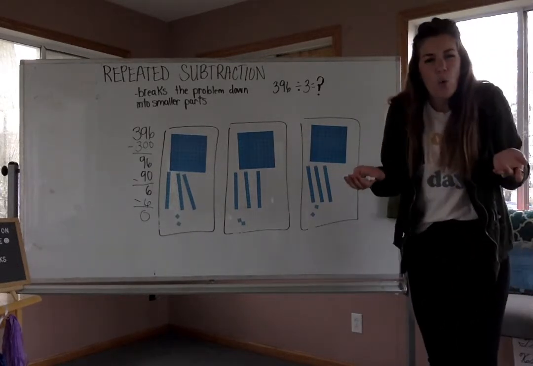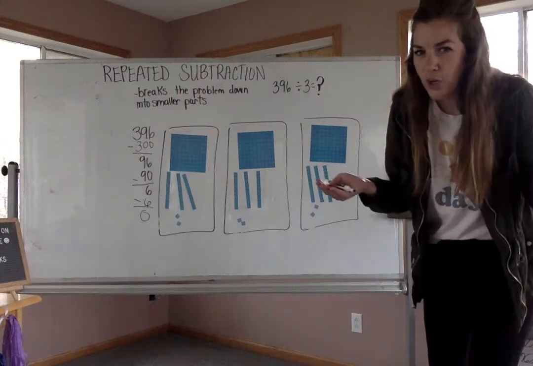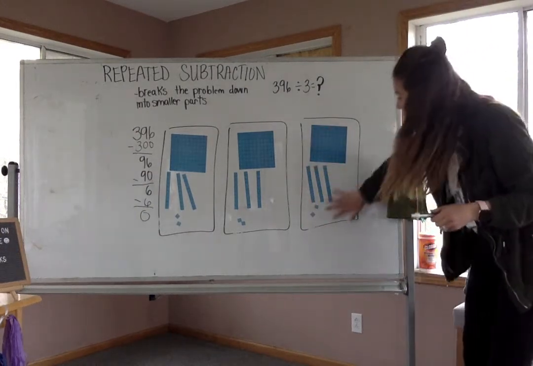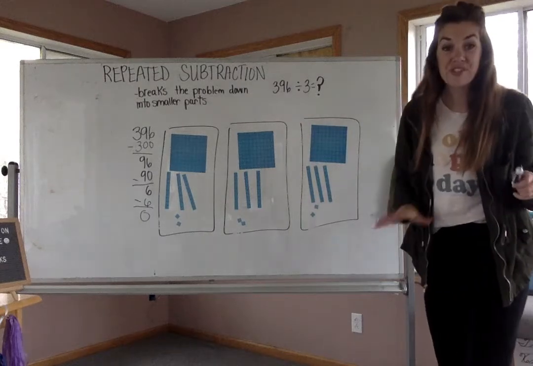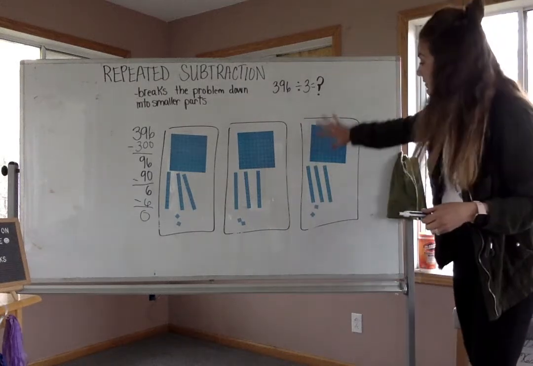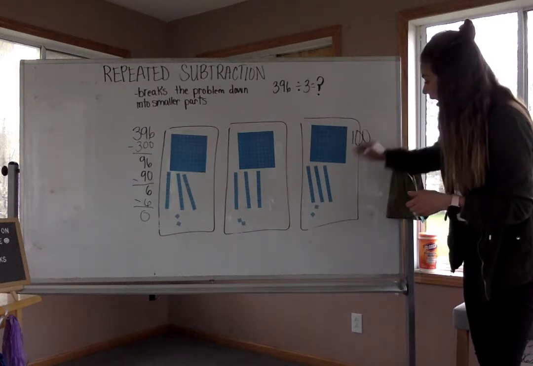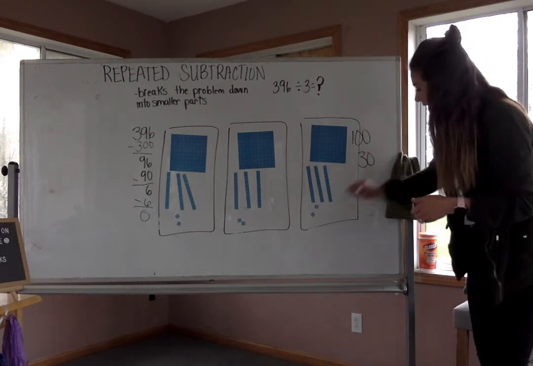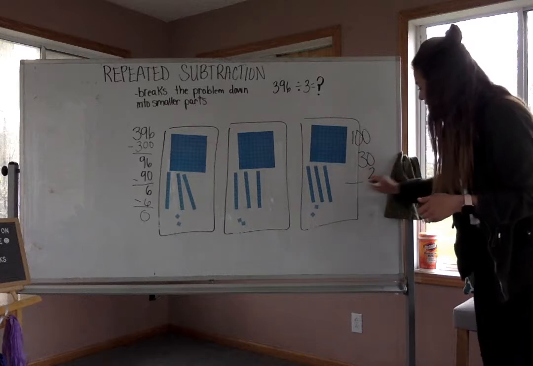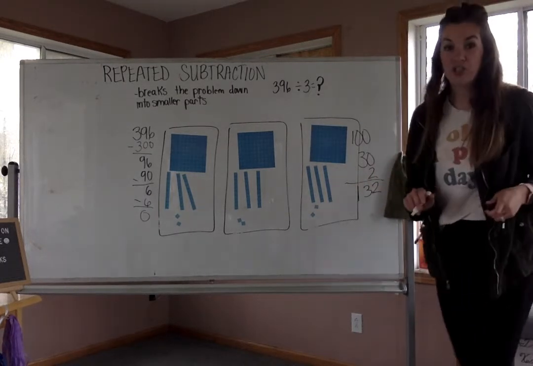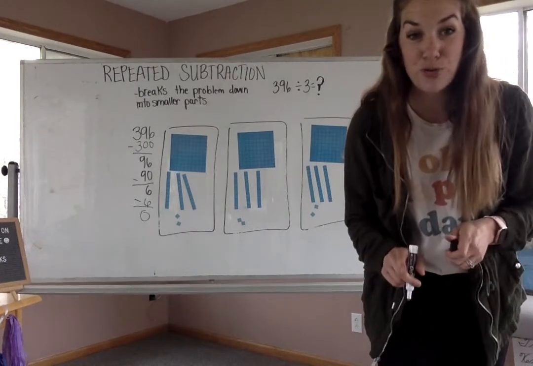Okay, but what number do we tell him? How many coins does each crew member get? Well, all I have to do is add up the total number of coins that I have in these bins. I have 100, okay, I have 30, and then I have 2. If I add all of that up, each crew member should get 132 coins.